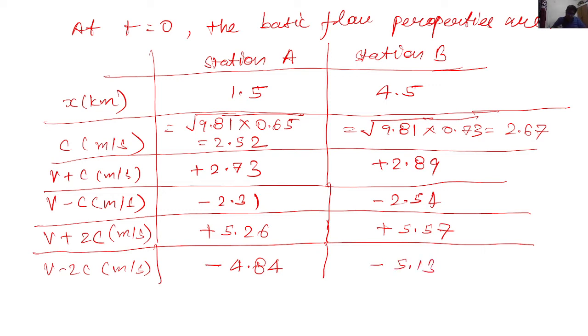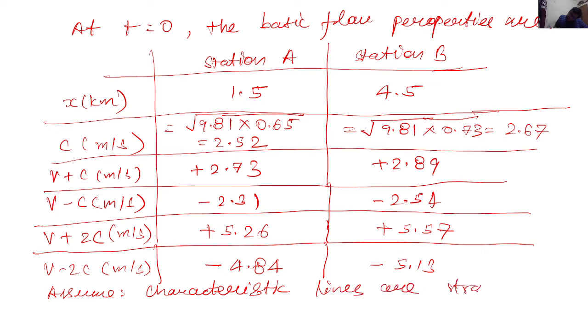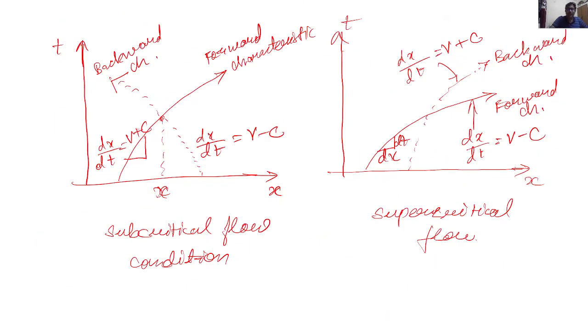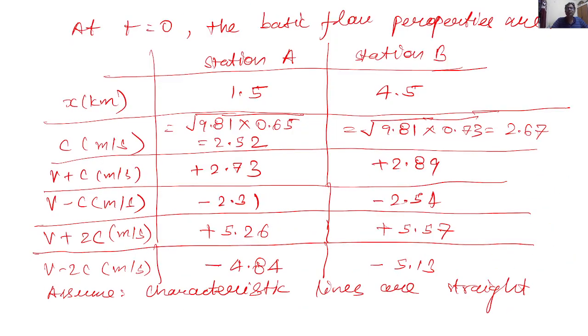So we have to assume, number one, that the characteristic lines are straight because no other information is given in the problem. Lines are straight. Ideally, they have to be curved like the ones I showed in this slide, but we are assuming that they are straight so that we can know the intersection and find the results. So what do we get then? Let us see.